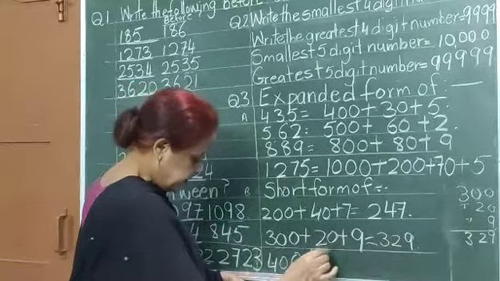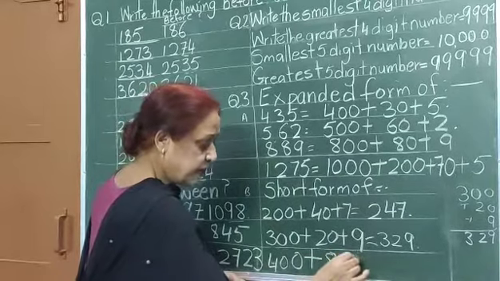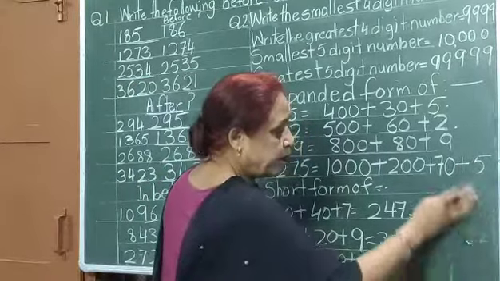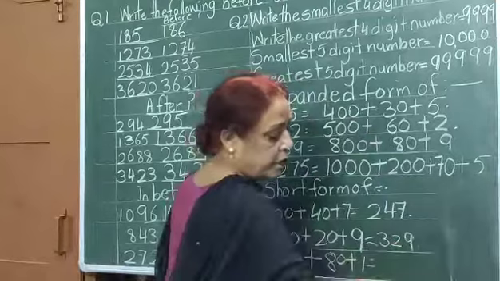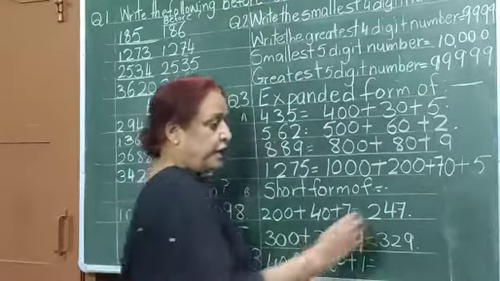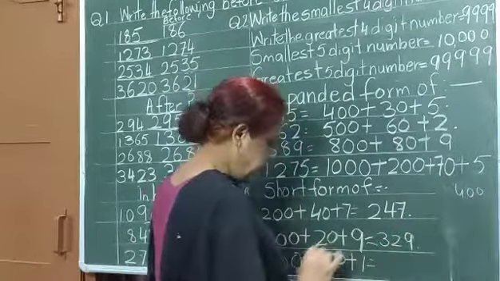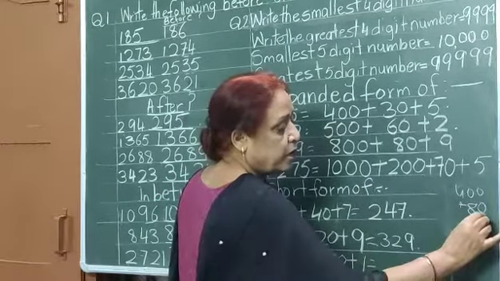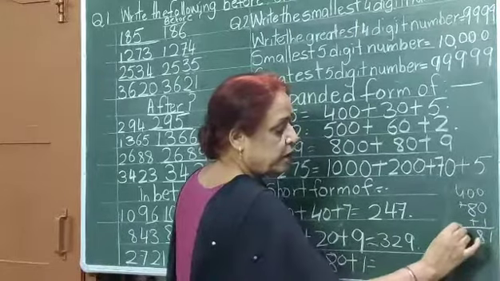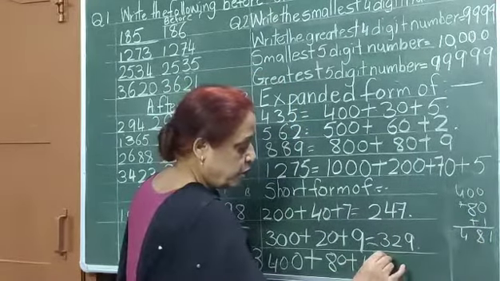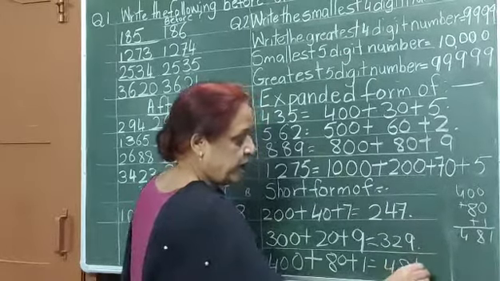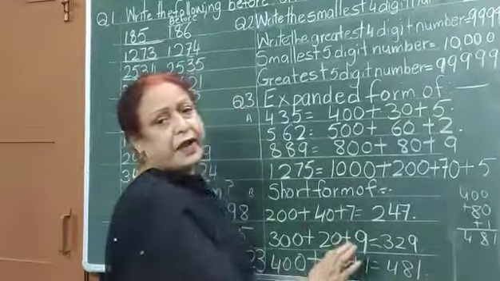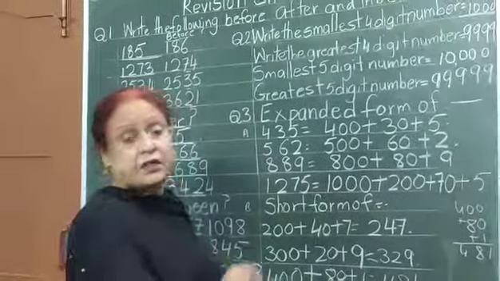We'll do another sum. 400 plus 80 plus 1. Same like this we did. The answer is 481. Have you understood, children? So you have to do the sum like this. You have to revise again and again, practice again and again.